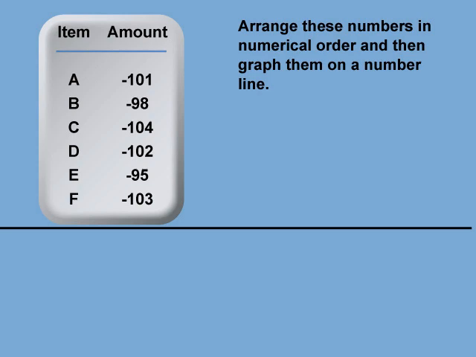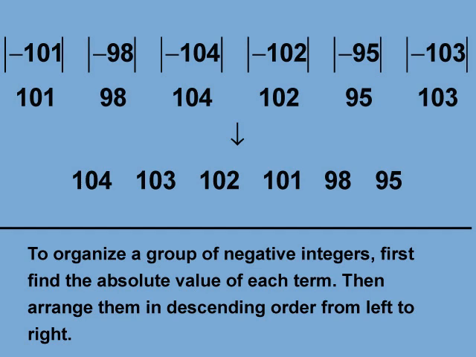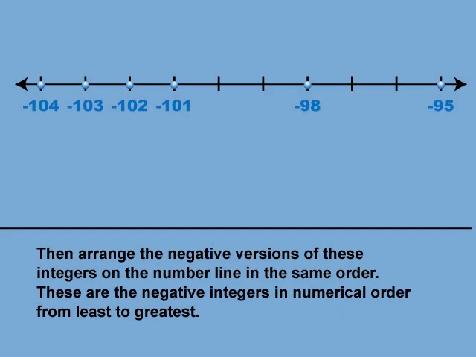Arrange these numbers in numerical order and then graph them on a number line. To organize a group of negative integers, first find the absolute value of each term. Then arrange them in descending order from left to right. Then arrange the negative versions of these integers on the number line in the same order. These are the negative integers in numerical order from least to greatest.